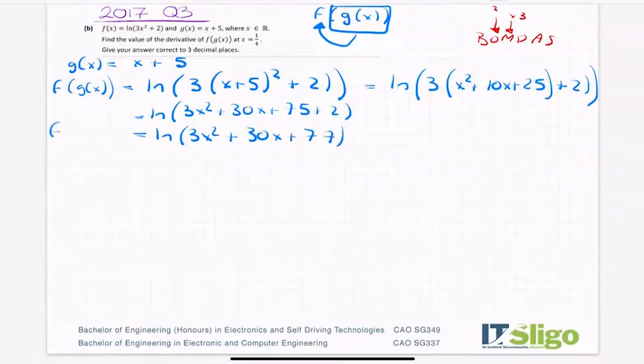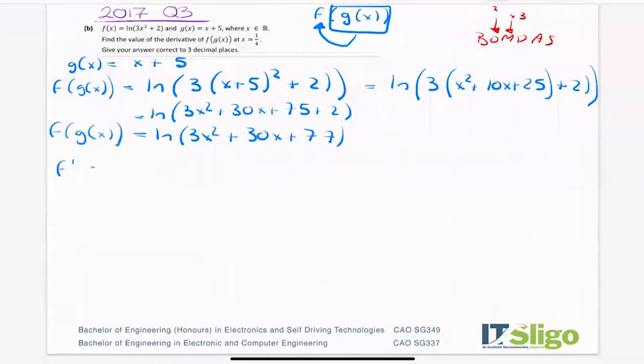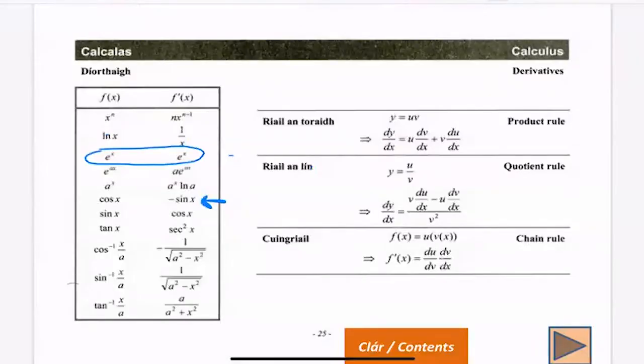So I haven't differentiated at all yet. I've literally just prepared an equation for f after g of x. Okay, so if this was a functions question, that is a question in its own right, okay? But it's a calculus question, so now I'd like to figure out what is f dash of g of x. Okay, so an ln function.